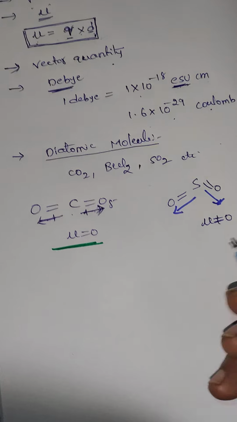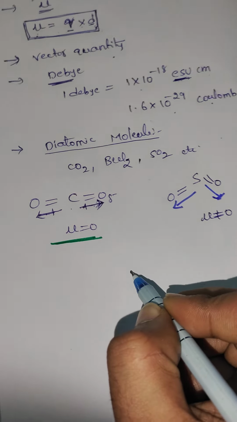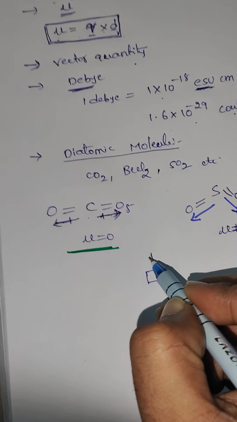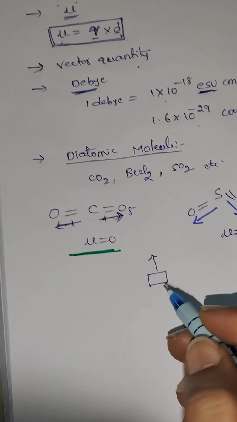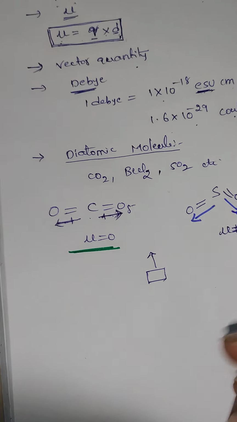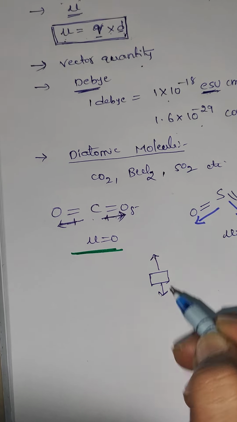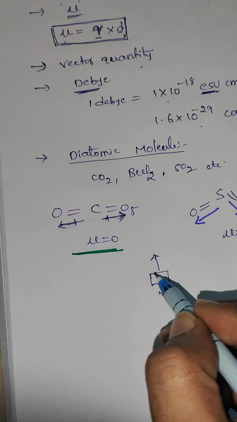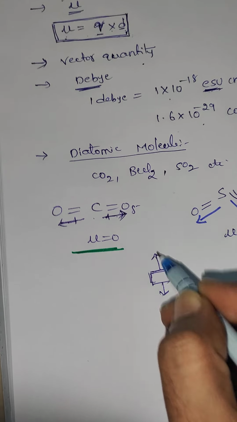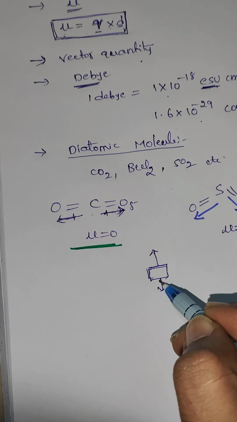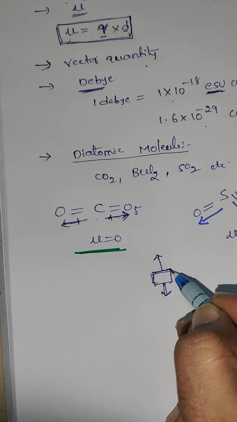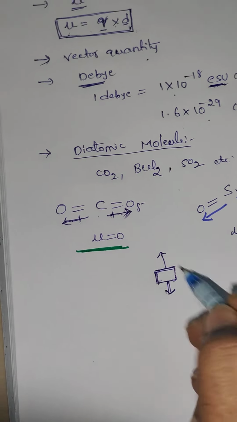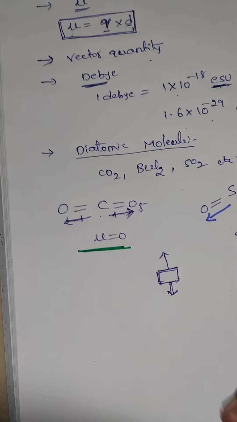I will give one example here. Listen, this is an object. If I pull it to this side, the object moves like this. If I pull again with the same force in the opposite direction, the object will not move, because the forces are opposite. Here also I am pulling with the same force, so there is no movement. That means there is no polarity in the molecule.